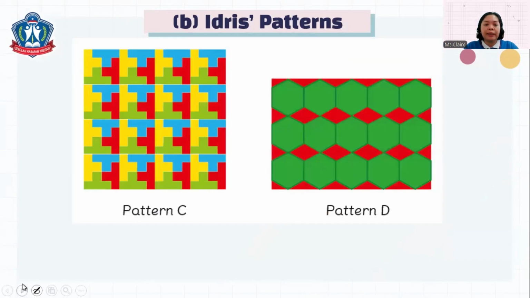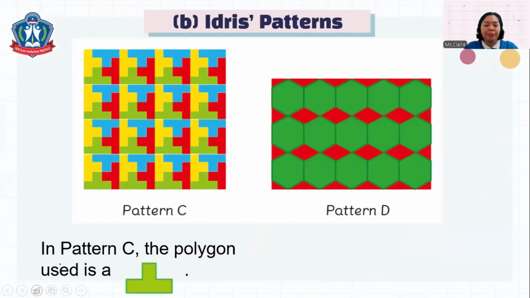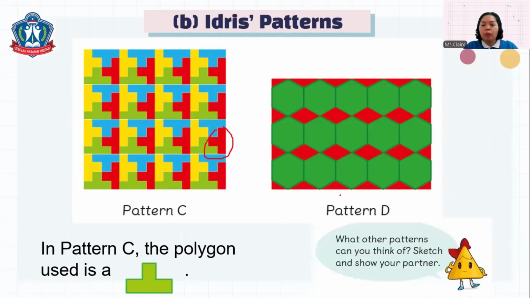We have pattern C and pattern D. In pattern C, the polygon used is an inverted T, right? Or this one is also a T, a letter T. It looks like a letter T pattern. What other patterns can you think of, children? Can you think of other shapes that you can put together to make a pattern?